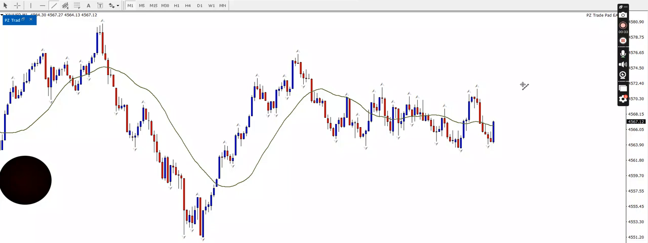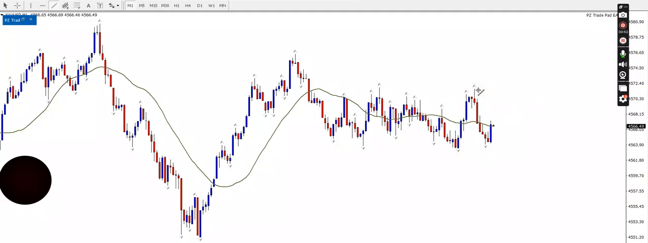I want us to talk about Tom DeMark trend lines. So, what are Tom DeMark trend lines? These are basically trend lines which are drawn from the most recent swing high or swing low to the previous higher swing high or a lower swing low.